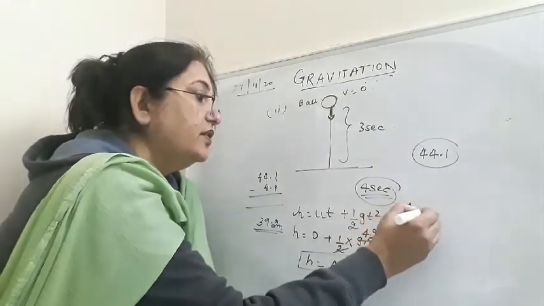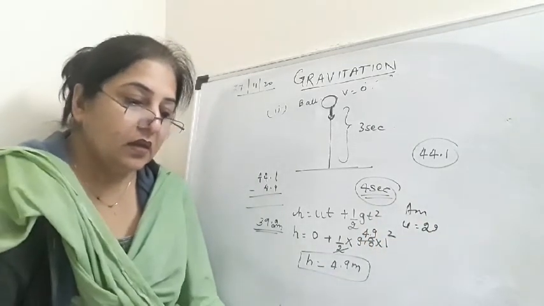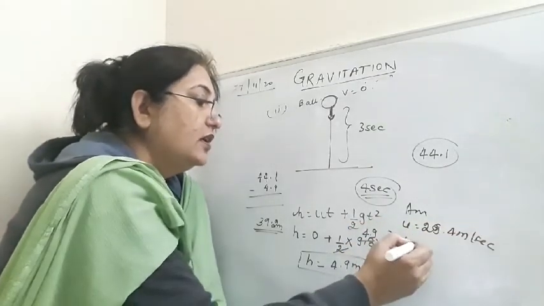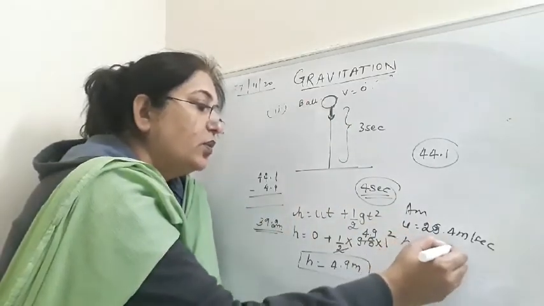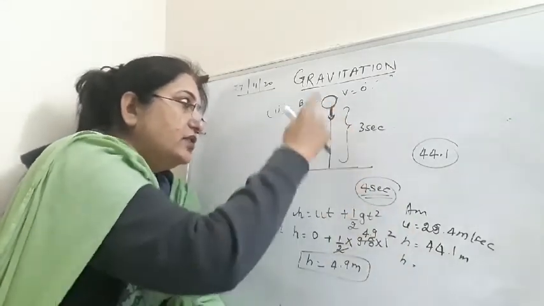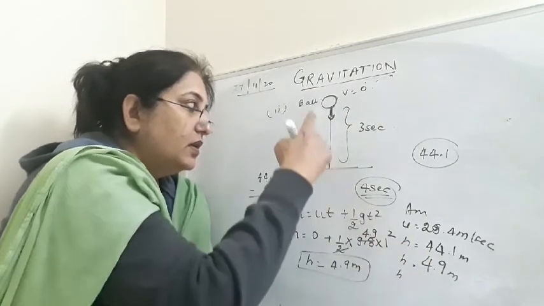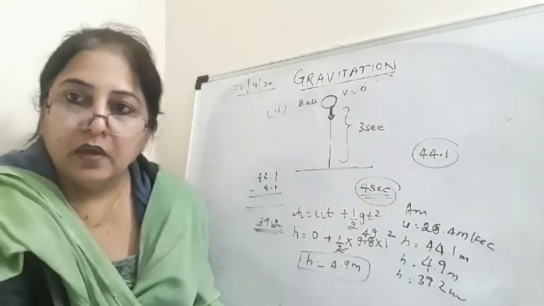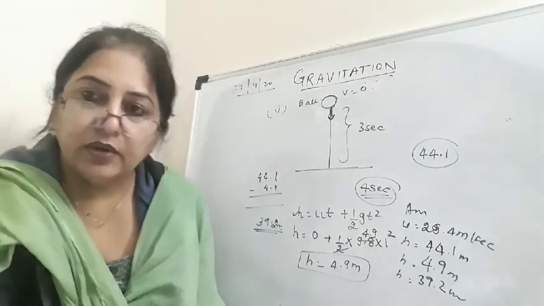So then we have three answers here. u was 29.4 meters per second. Then the total height where the ball reaches is 44.1 meters, and the height of the ball after 4 seconds from the top is 4.9, and from the ground is 39.2 meters. So I hope this is clear to you. You will go through the question once again. If you have any doubts, children, you can ask me.